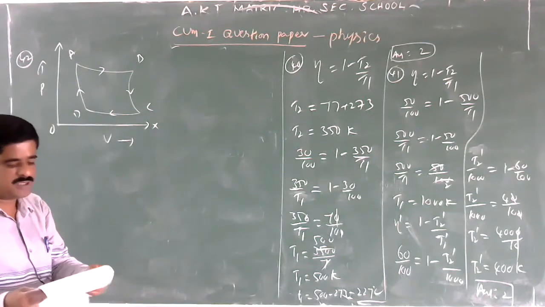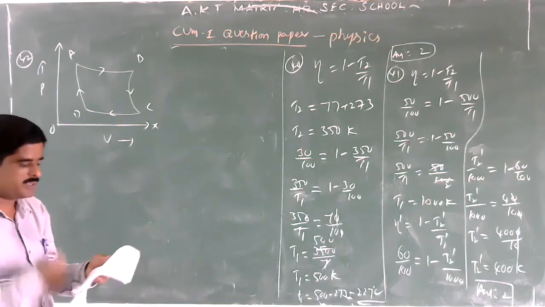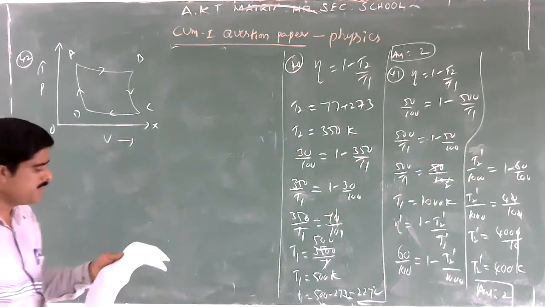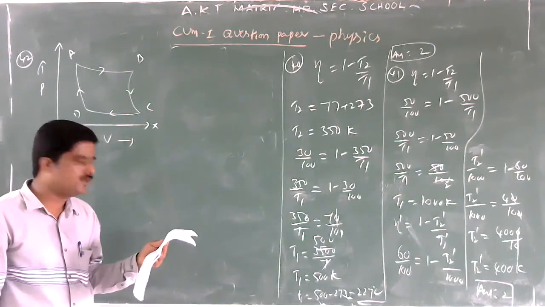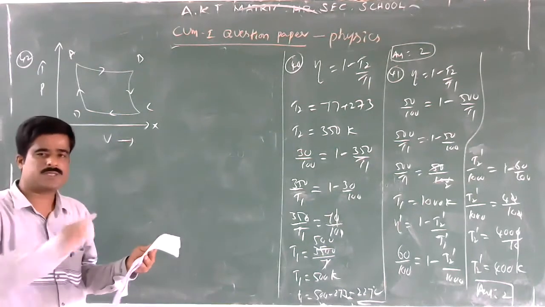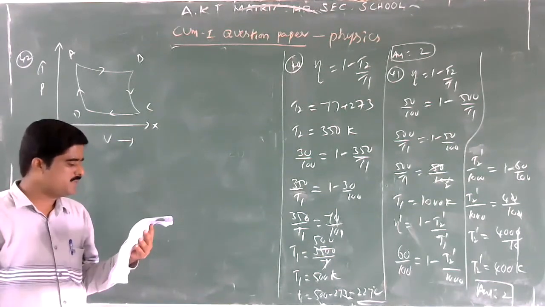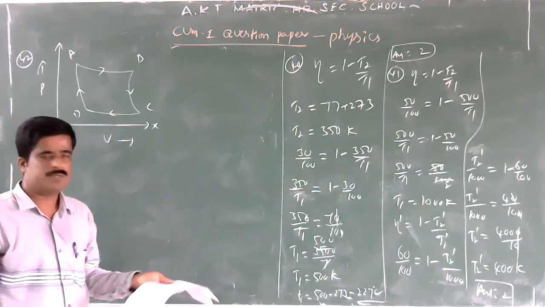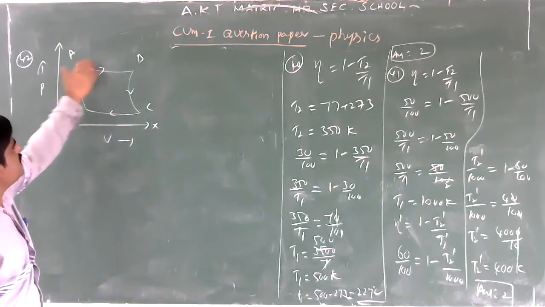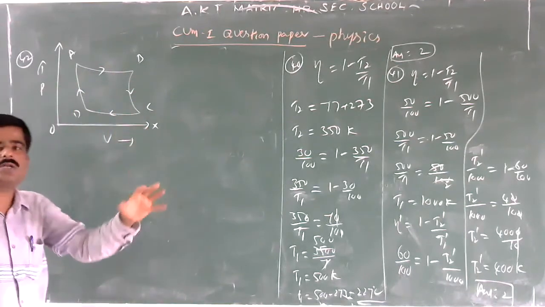So the first statement is wrong. The first statement says the area of ABC is equal to the work done on the gas. So the first statement is wrong. Next, the second statement: the area of ABCD is equal to the net heat absorbed. This one is correct.